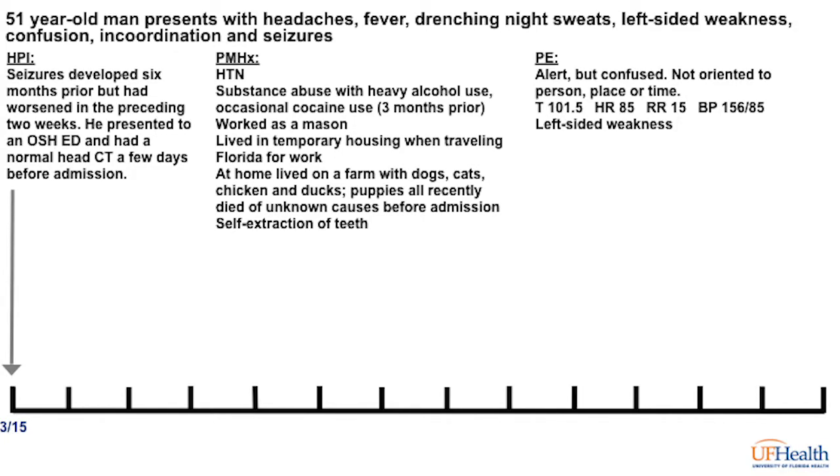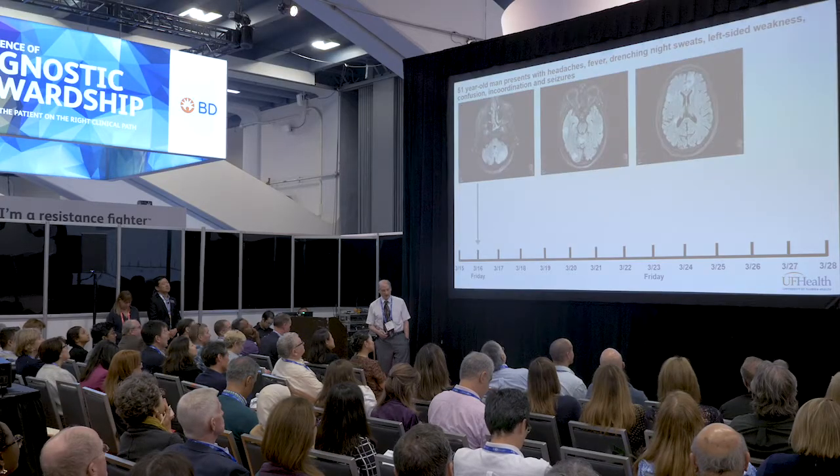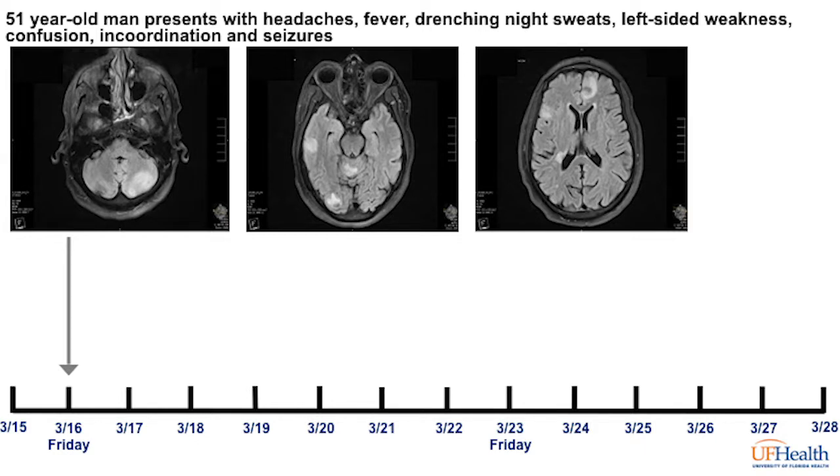He was alert but confused, not oriented to person, place, or time, and was febrile. Vital signs were reasonably okay. The left-sided weakness was noted. This was his initial MRI, 24 to 36 hours after presentation, showing multiple areas of the cerebellum, parietal, occipital and frontal lobes with abscess formation, as you can see in the frontal lobe image there.